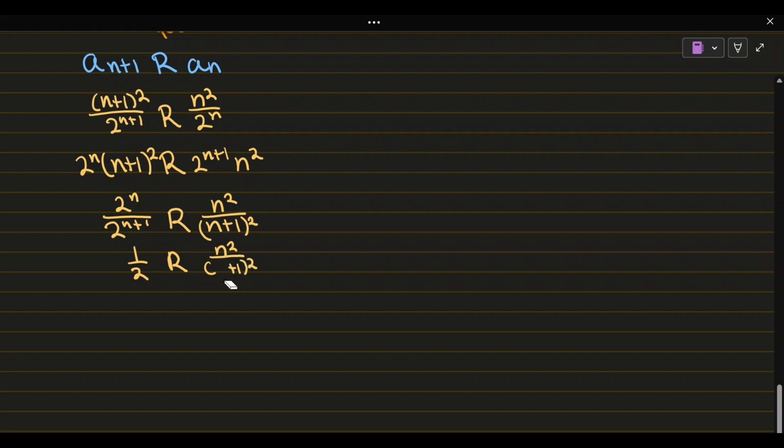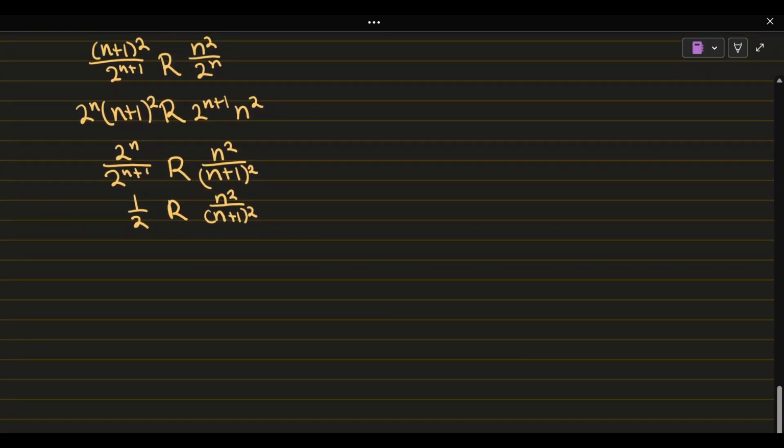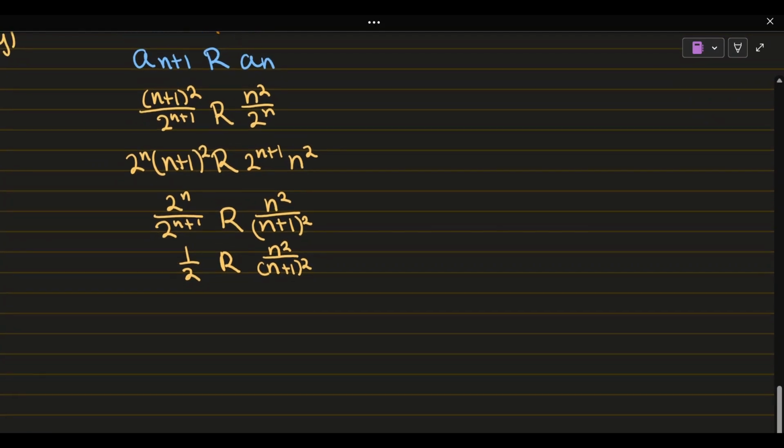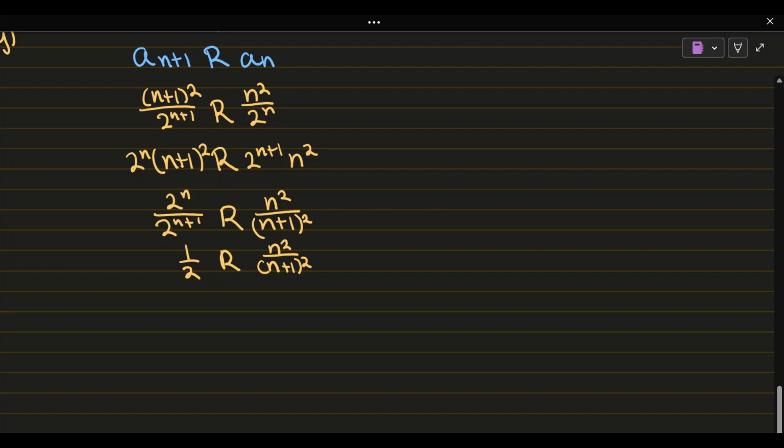And then, so maybe it might be better to reciprocate things to get a better idea of what's going on. So let's see. I will multiply both sides by n plus 1 squared, and then divide by n squared, and I'll multiply both sides by 2 to give me this.